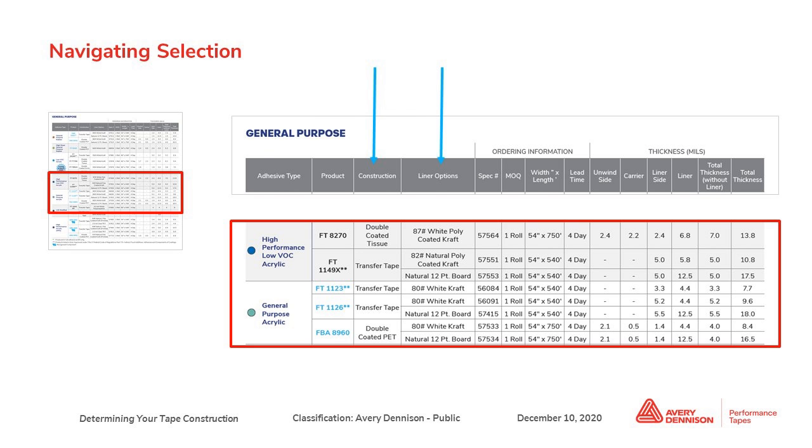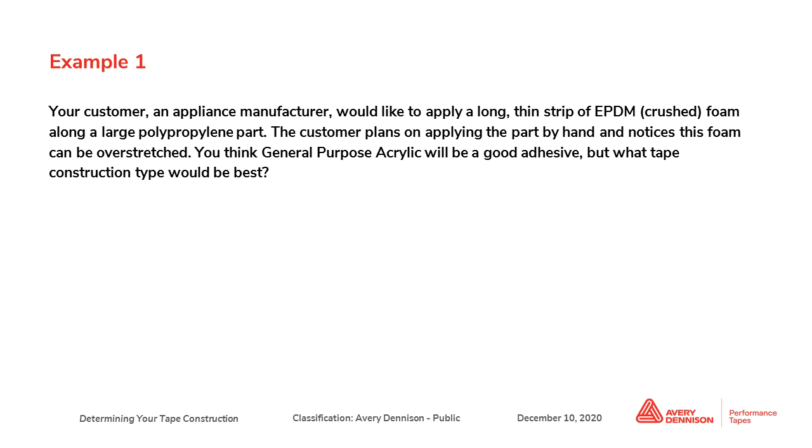So now we'll get into some examples here. Example number 1, your customer, an appliance manufacturer, would like to apply a long, thin strip of EPDM, crushed EPDM that is, foam, along a large polypropylene part. The customer plans on applying the part by hand and notices that this foam can be overstretched. You think the general purpose acrylic will be a good adhesive, but what tape construction type would be best?